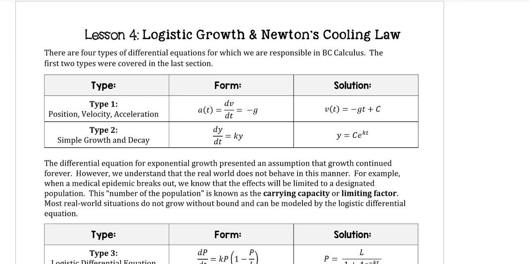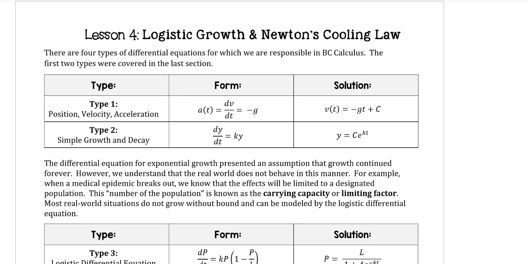This is part 1 of lesson 4 of unit 7, covering logistic growth and Newton's law of cooling. These two concepts are only relevant on the BC exam. They are not on the AB exam. The reason is that when we go to create our general equation from our differential equation, we're going to have to use a concept not on the AB test, which is partial fractions.